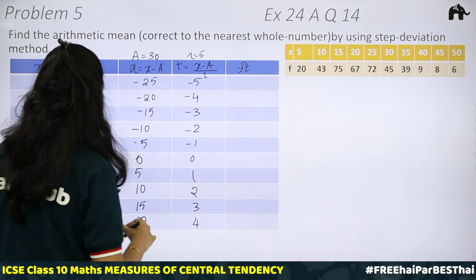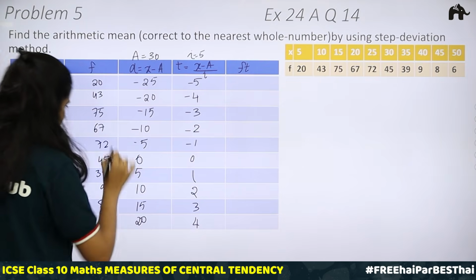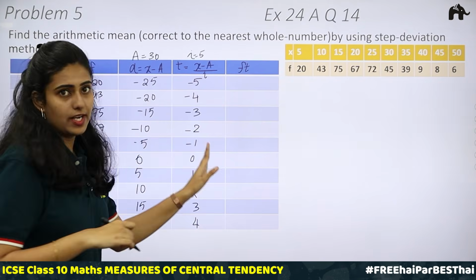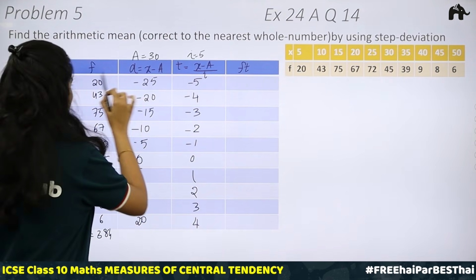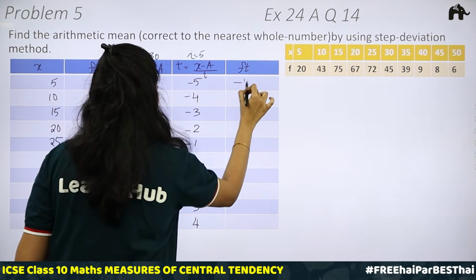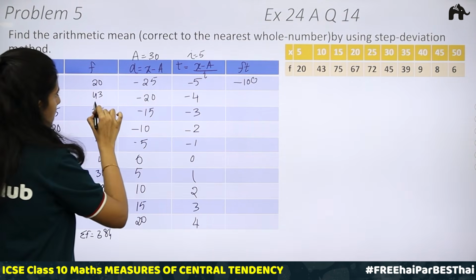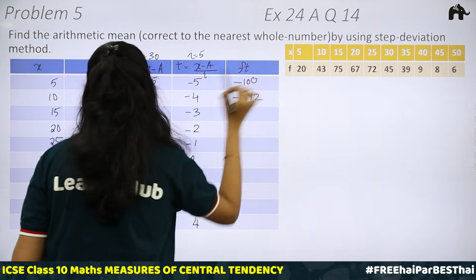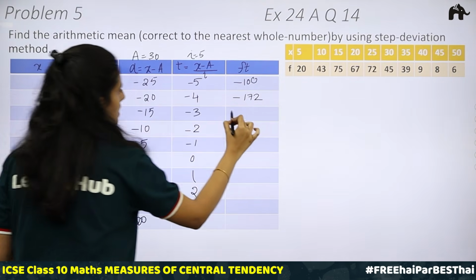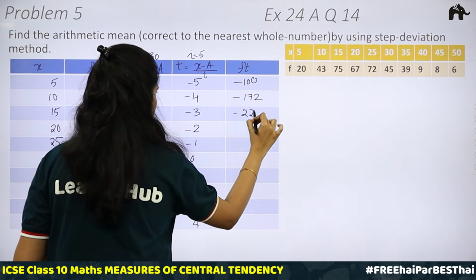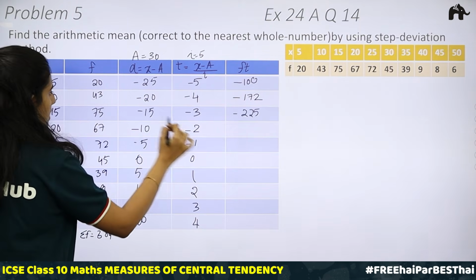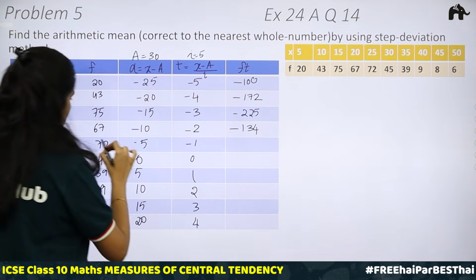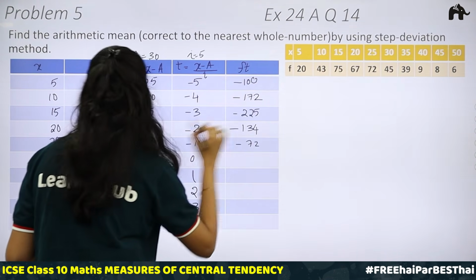Now, when you add all these frequencies, you will be getting sigma f is equal to 384. Next, we are going to multiply f and t. 20 into minus 5 is equal to minus 100. Then 43 into minus 4 is minus 172. 75 into minus 3 is minus 225. 67 into minus 2, you will be getting minus 134. 72 into minus 1, minus 72.